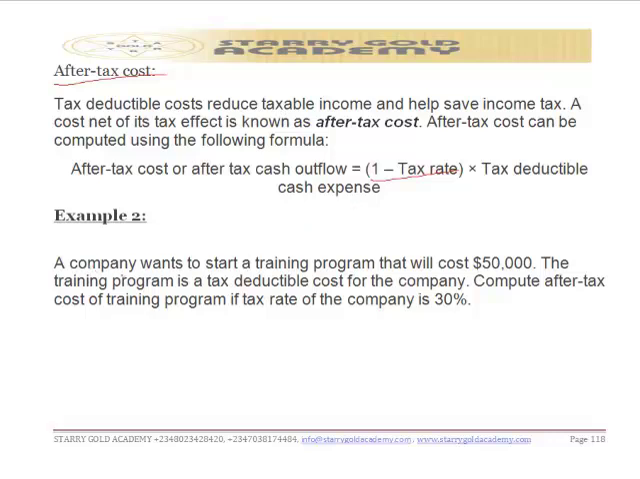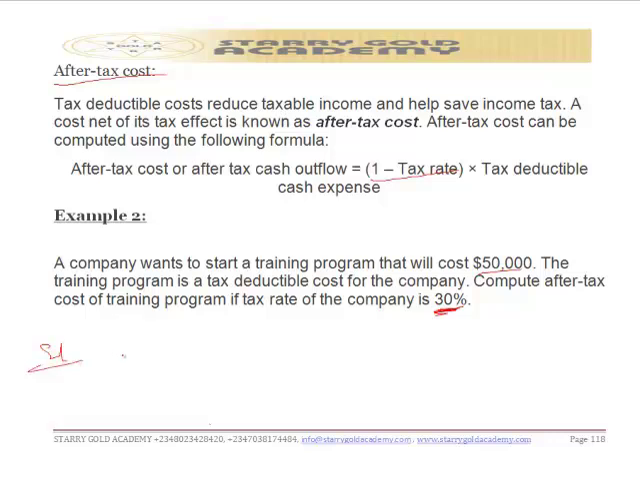Example: a company wants to start a training program which costs 50,000 naira. The training program is a tax-deductible cost for the company, and the after-tax cost of the training can be calculated after applying the 30% tax benefits. And how do we do this?